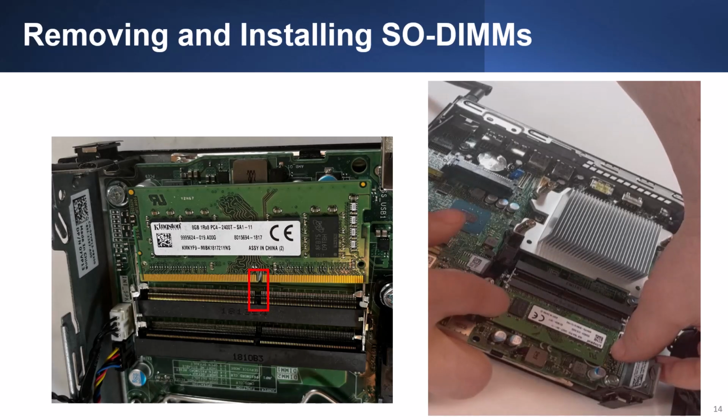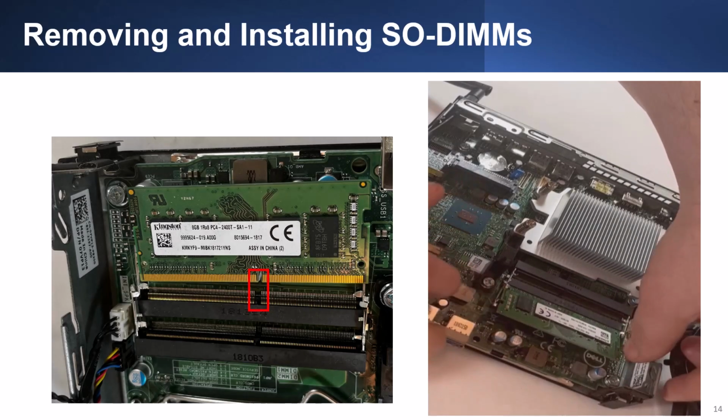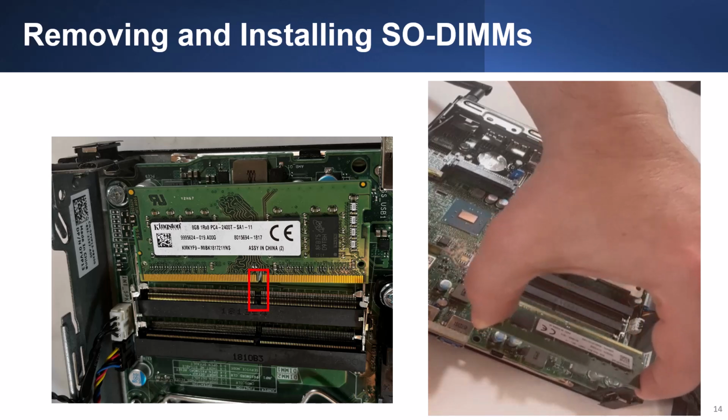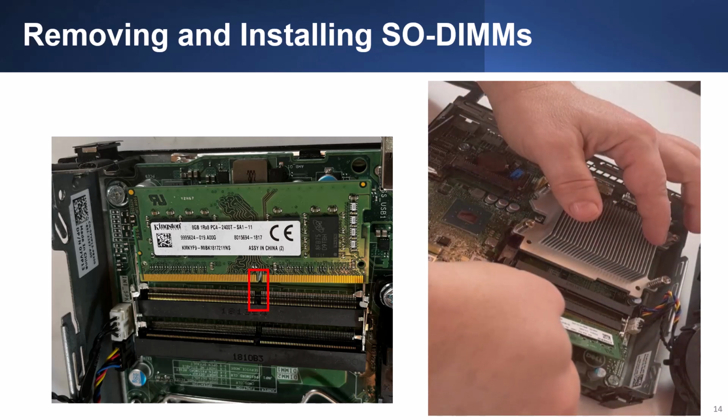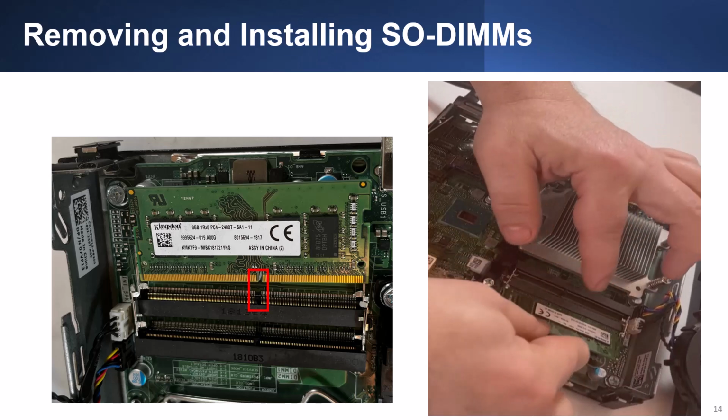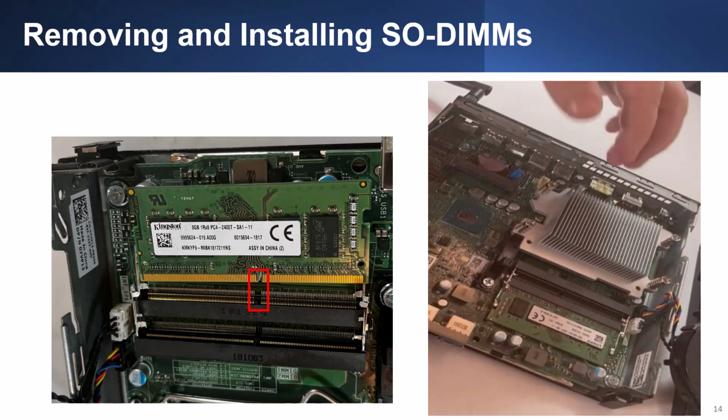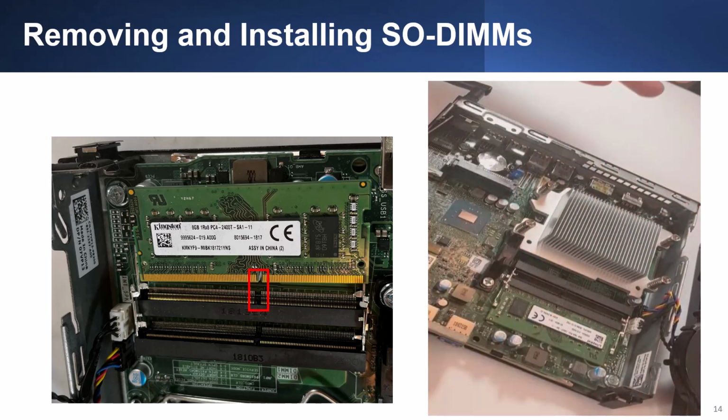SODIMMs are uninstalled by pulling the two tabs apart until the SODIMMs pop up. You then just pull the memory out of the socket. To install the SODIMMs, you insert them at a 45-degree angle into the socket and click them into place as the two tabs click to hold the SODIMMs into place.